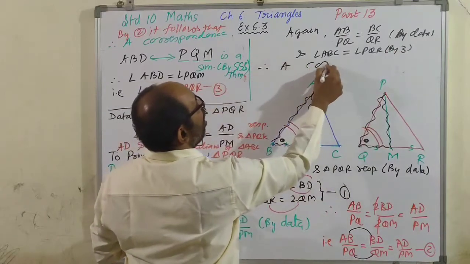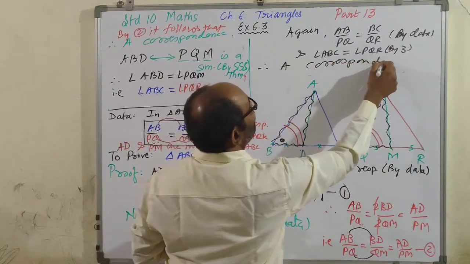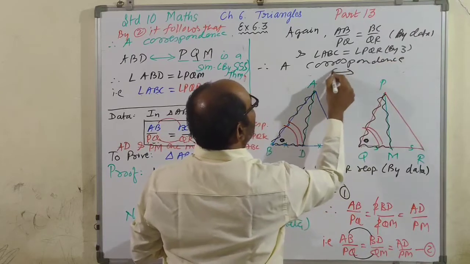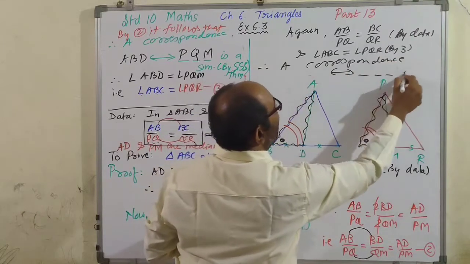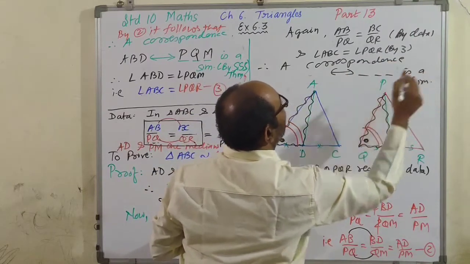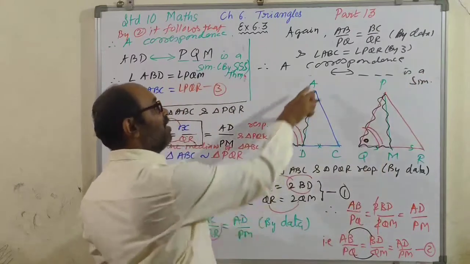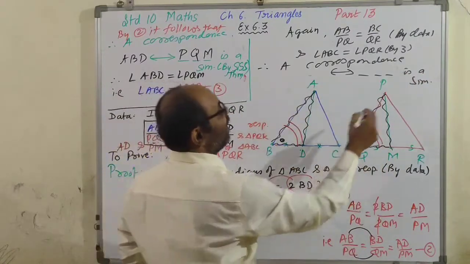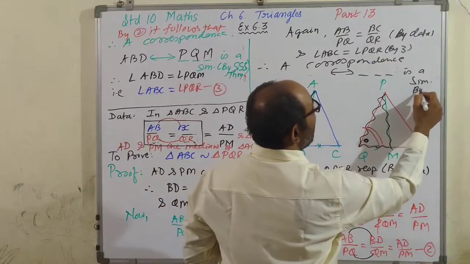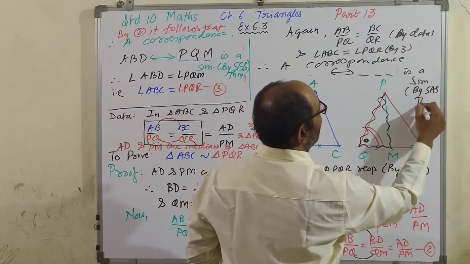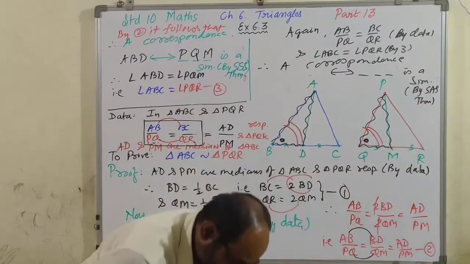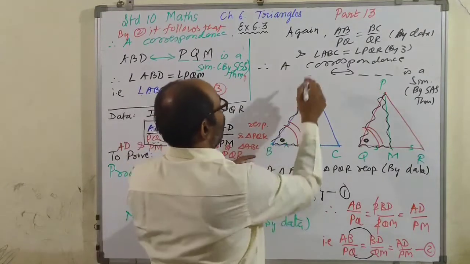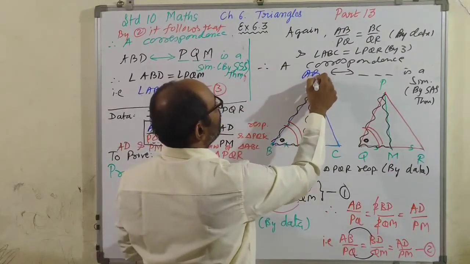Therefore, a correspondence dash corresponds to dash dash dash is a similarity. Or is by side angle side by SAS theorem. चलिए यहां left side पे मैं blue का लिख दूं ABC.